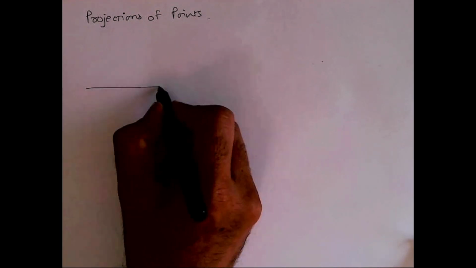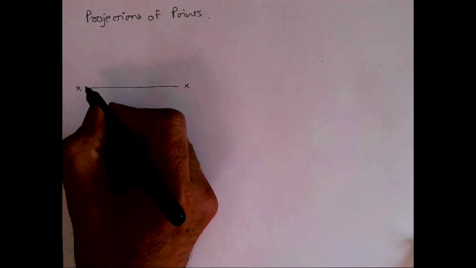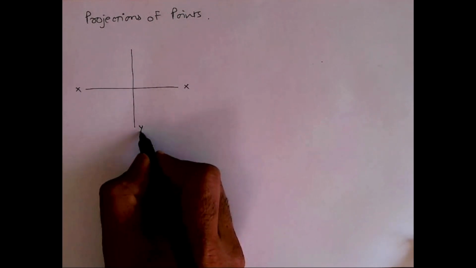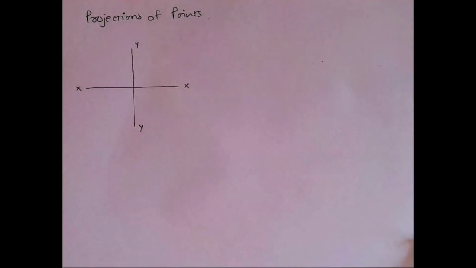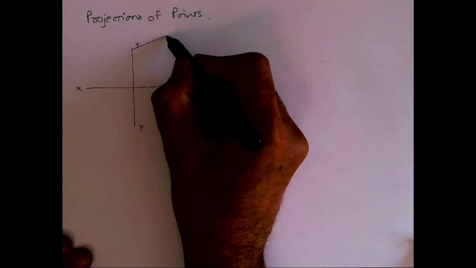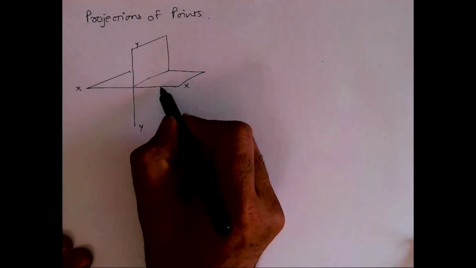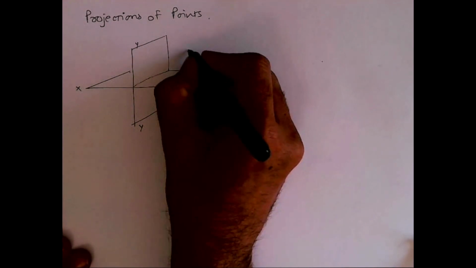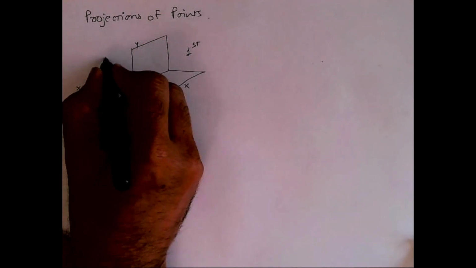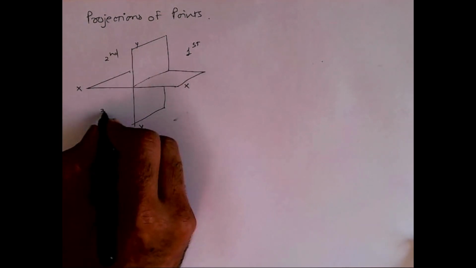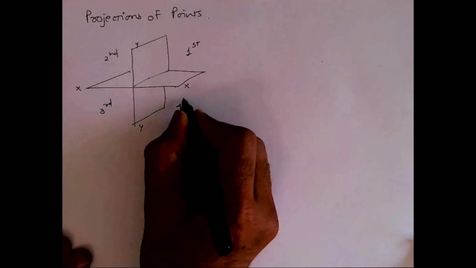Now all of you have seen XX and YY axis, right? This we have done in math, XX and YY axis. Now if I give width to this axis, then it will become quadrant. See this. So this is our first quadrant, second quadrant, third quadrant, and fourth quadrant.